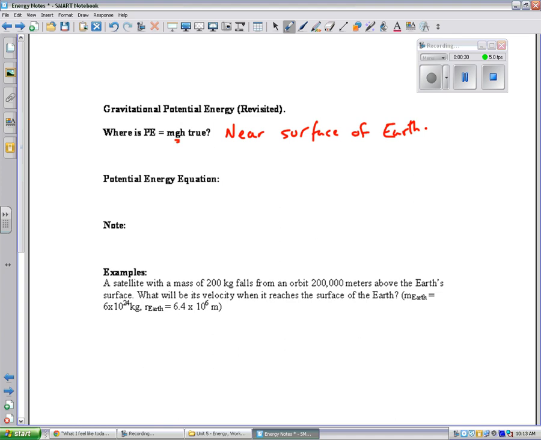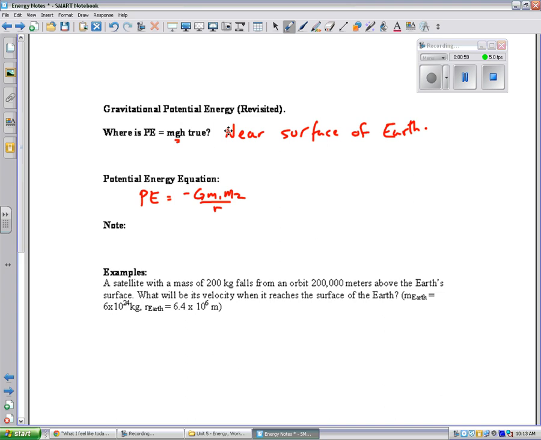It's going to be a little more complicated, say if we take something from far out in orbit and it falls towards Earth. It's losing potential energy, gaining kinetic energy, but we can't use this mgh equation anymore. The equation we're going to use is PE equals minus G m1 m2 over r, which looks a lot like the force of gravity equation. It's just r in the bottom instead of r squared.